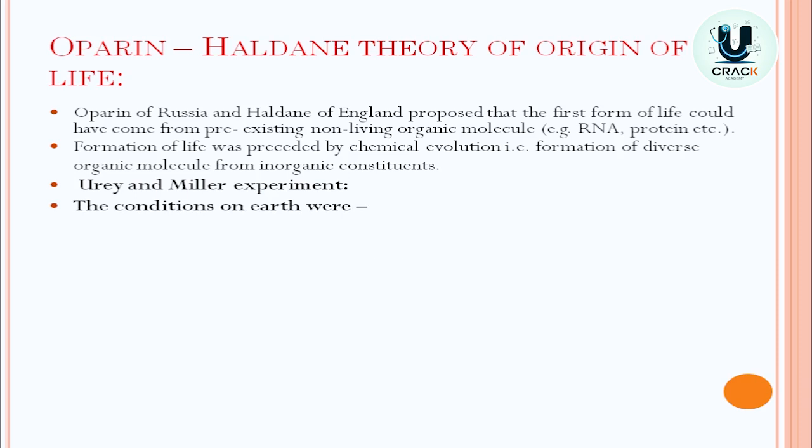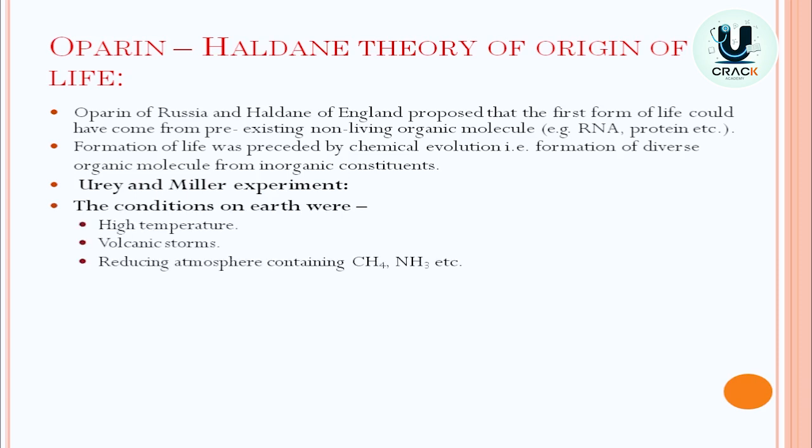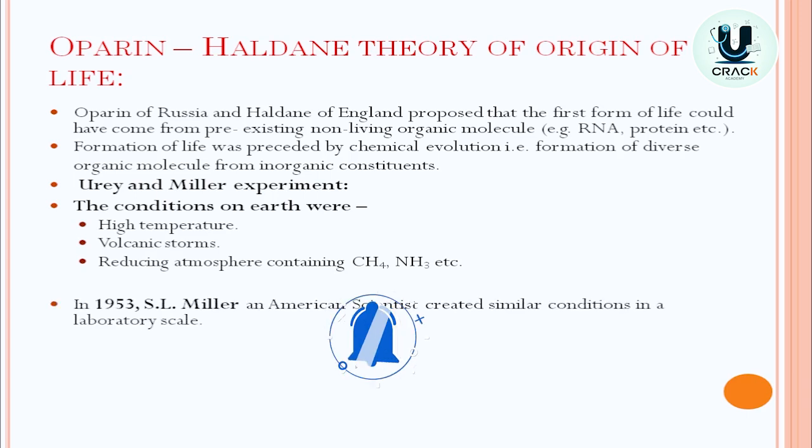Conditions on Earth were high temperature, volcanic storms, and a reducing atmosphere containing methane, ammonia, etc. S.L. Miller, an American scientist, created a laboratory-scale condition in 1953.